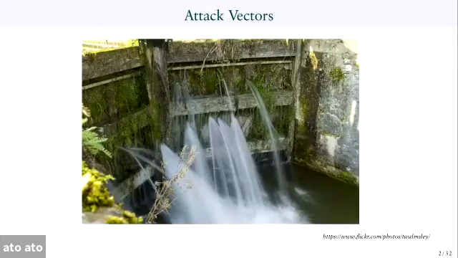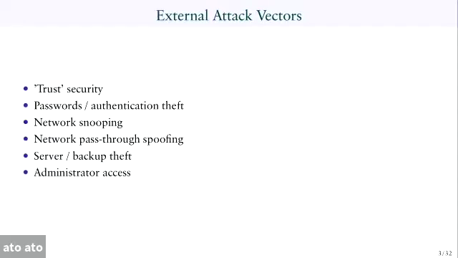We're going to talk about attack vectors. So effectively, we're going to be speaking about how someone could attack you and then how you effectively defend against those attacks. What we're going to be talking about today is external attack vectors, effectively things that happen from outside the permission system of the database coming in. So how you configure your security, how you set your passwords, the idea of authentication theft, the idea of snooping, pass-through spoofing. I'll talk about those things. You may not have heard those terms before, but they're actually very important. And then finally, we'll talk about some meta topics, things like backup theft and administrator access.